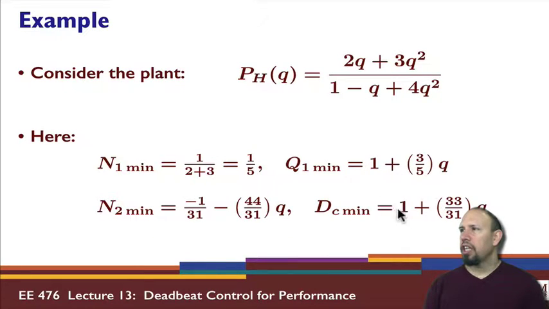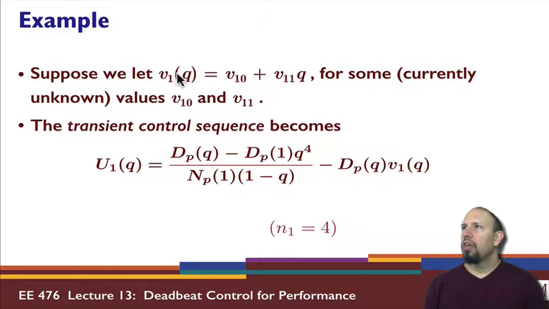Okay. Notice that the dc and the q1 are always going to be monic polynomials. So you should always expect that. And so, in fact, here we get that. Okay, so this is now our minimum order solution. So let's consider v1 to be a first order polynomial, and v1 has two coefficients, v1 0, v1 1.